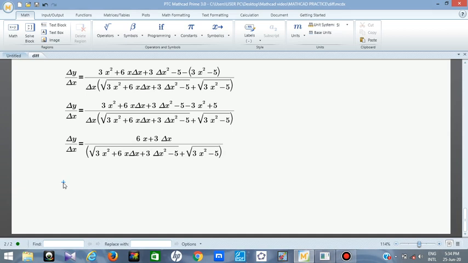So which is dy dx now. dy dx will now be equal to the limit of that function, the limit of delta y divided by delta x when delta x approaches 0.